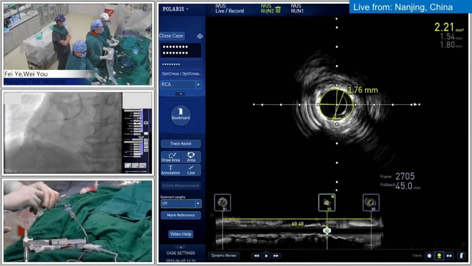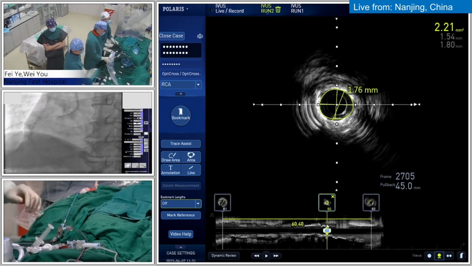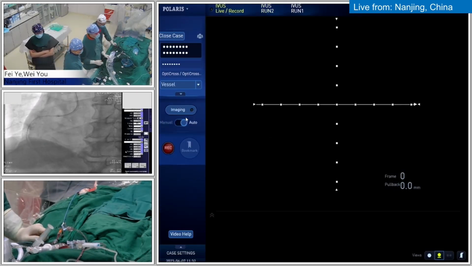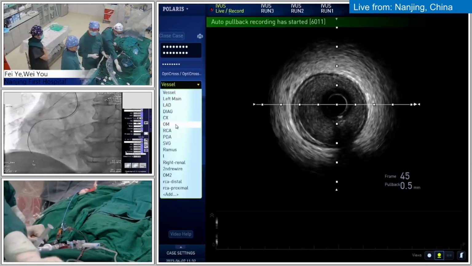Yeah, I agree with you, Chief. If the patient has a good renal function, I would choose the OCT first. IVUS is enough for this case with the NC balloon to check. Yes.